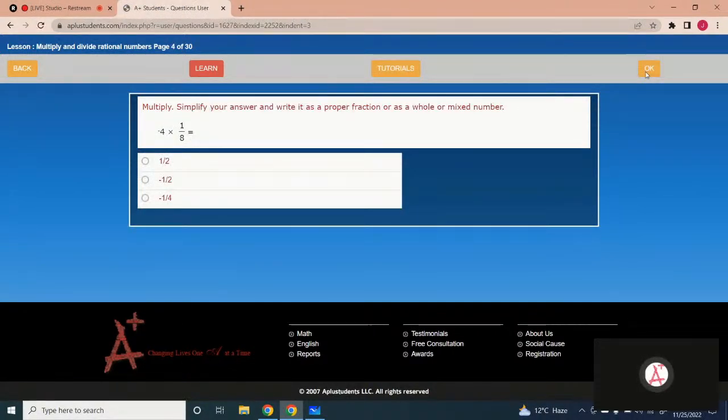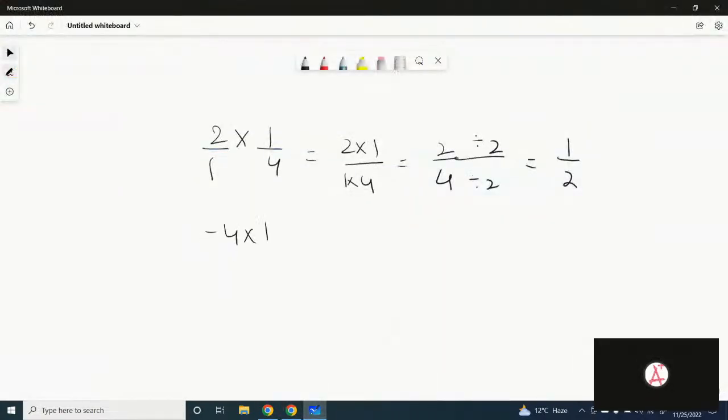Okay, negative 4 times 1 over 8. So you're multiplying a positive and a negative number, so the answer must have a negative sign. Now just multiply numerator times numerator and denominator times denominator. So it would be negative 4 over 8.